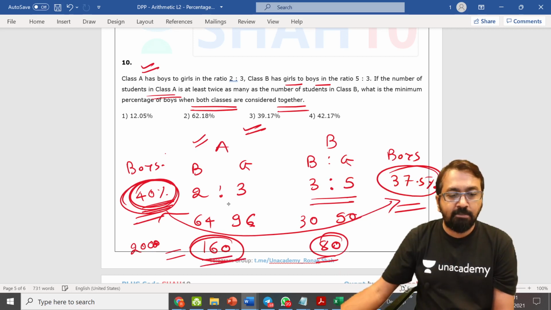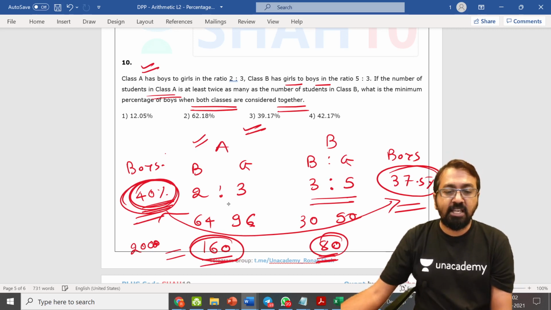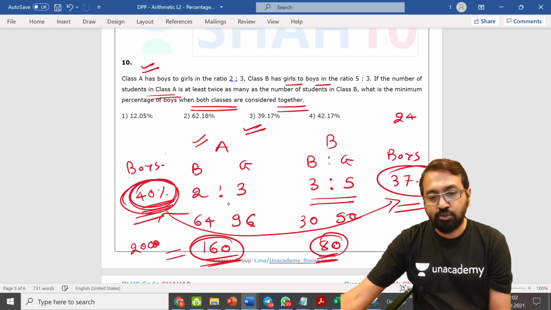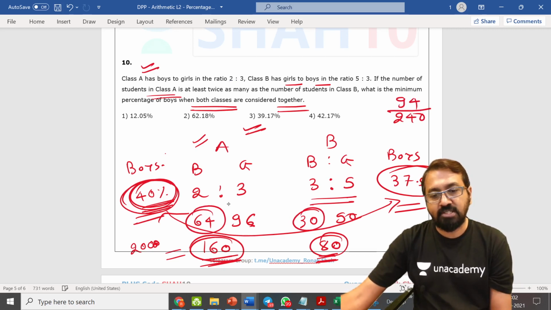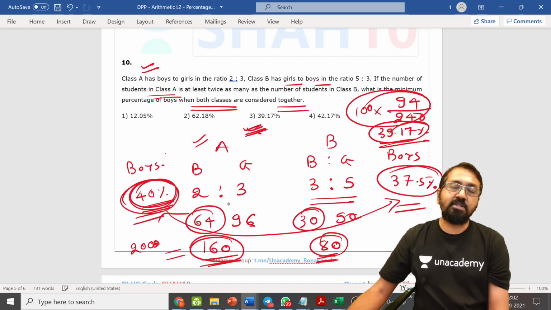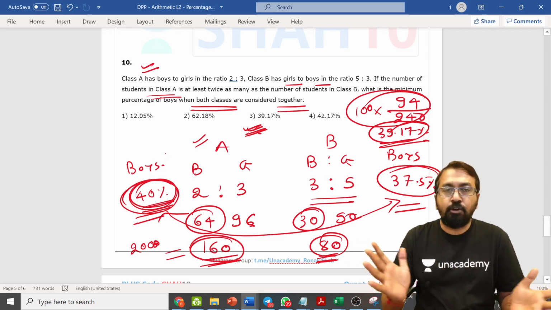So we'll try to keep this value as low as possible, but it has to be at least twice the number of students in class B. So if we are taking 80 over here, we need to take 160 over here. Out of this 160 plus 80, that is 240 students, 64 plus 30, that is 94, are boys. Calculate this as a percentage and you will get 39.17% as your answer. So this is the minimum percentage of boys in the combined division. So I hope all of you have understood this.